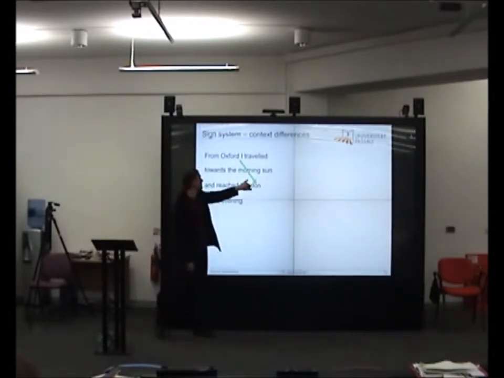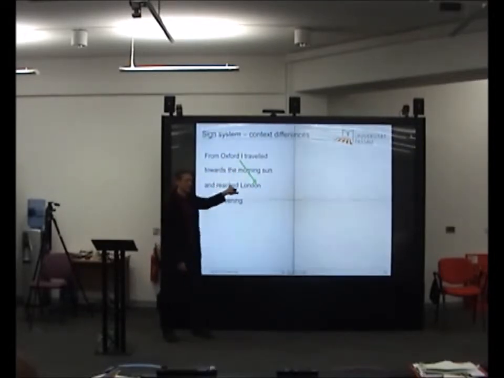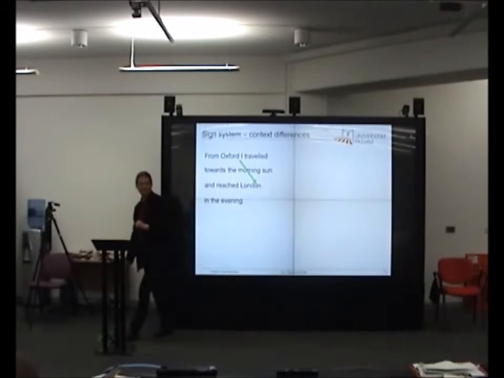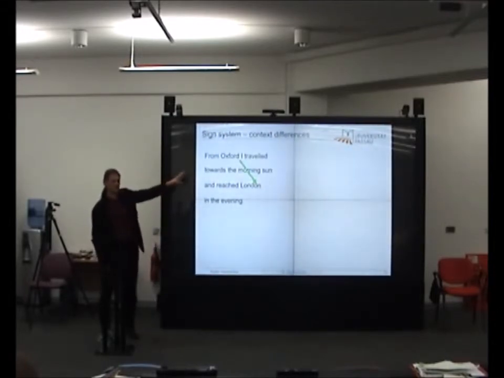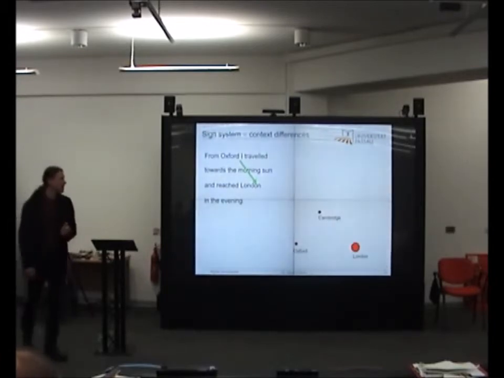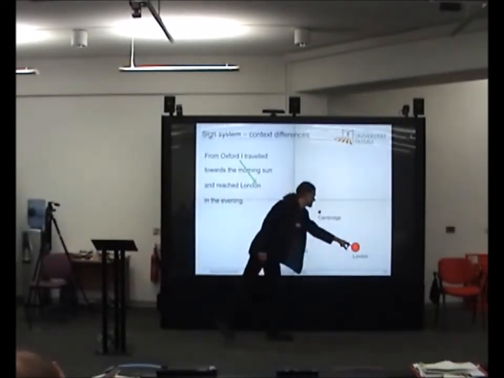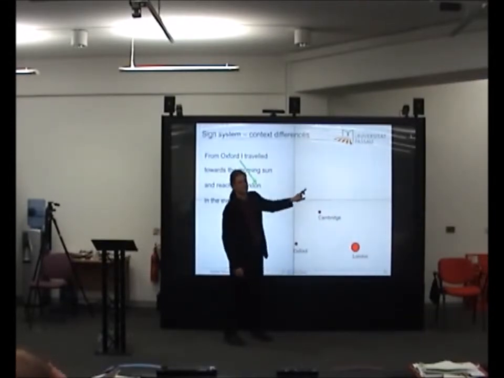Towards the morning sun means that from Oxford I travel east. That's how direction is expressed in textual, oral text, not as relationships in this kind of geometrical sense. Usually, there are exceptions, of course, concrete plotting. Whereas on the map, these relationships are, of course, expressed in an indexical grid system.